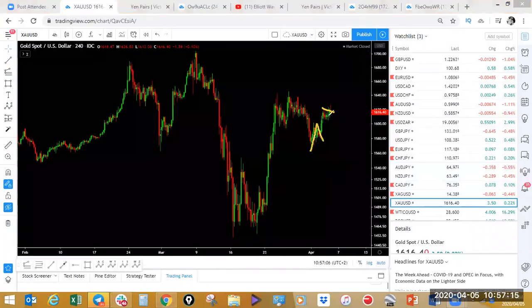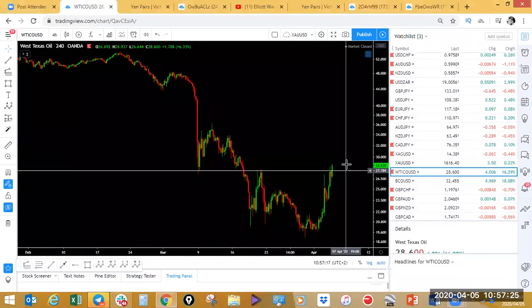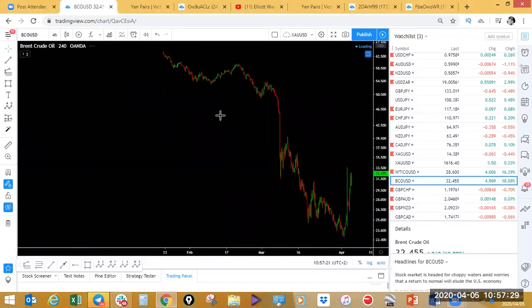Gold a bit tricky, but we're expecting it to continue higher as well. Even if we've started with a 5-wave move, 1, 2, 3, 4, 5, we may make a pullback here and continue higher. Continuation to the upside on gold and silver. Oil, Brent crude has reversed as we have expected.